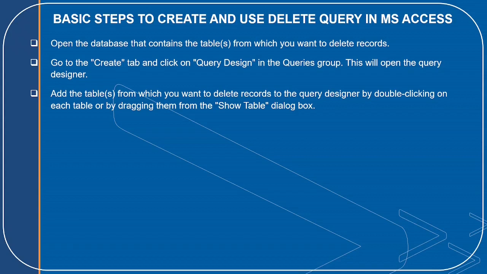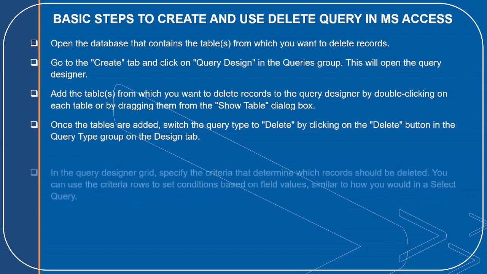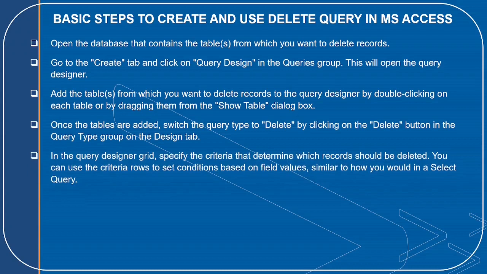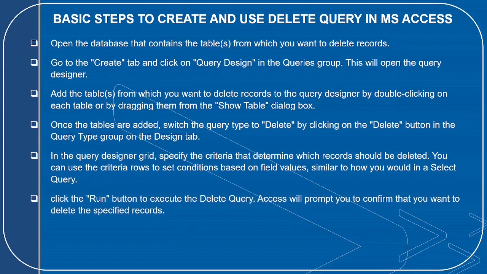4. Once the tables are added, switch the query type to delete by clicking on the Delete button in the Query Type group on the Design tab. 5. In the Query Designer grid, specify the criteria that determine which records should be deleted. You can use the criteria rows to set conditions based on field values, similar to how you would in a select query.